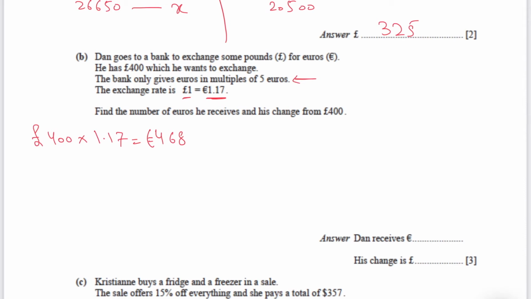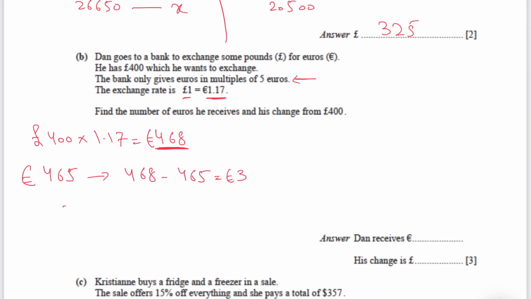Okay, so we have 468 euros, but the question says that the bank only exchanges euros in multiples of 5. 468 is not a multiple of 5, but the closest multiple of 5 near to 468 is 465. So basically he gets 465 euros, but the change that he receives is when you subtract 465 from 468, the change he gets in euros is 3 euros.